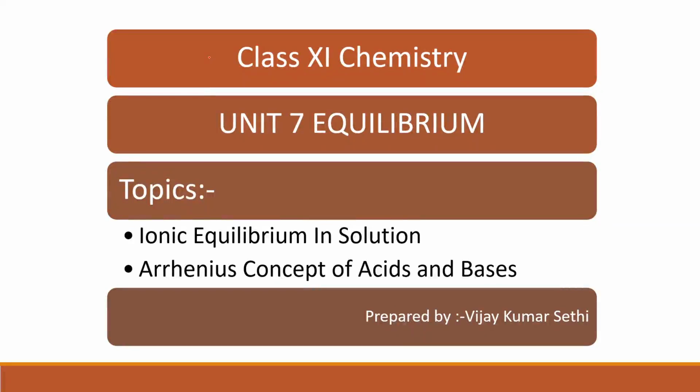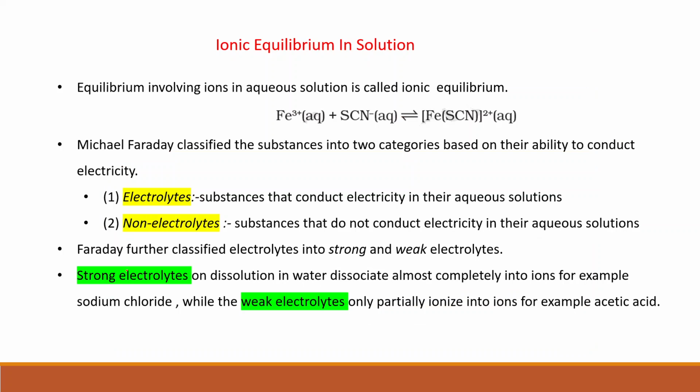Class 11th Chemistry. We were discussing Unit 7 Equilibrium, and in this video we will discuss Ionic Equilibrium in solution and the Arrhenius concept of acids and bases. First, Ionic Equilibrium in solution. Equilibrium involving ions in aqueous solution is called Ionic Equilibrium. For example, Fe3+ (aq) plus SCN- (thiocyanate ion, aq) forms FeSCN2+ (aq). This is one example of ionic equilibrium.